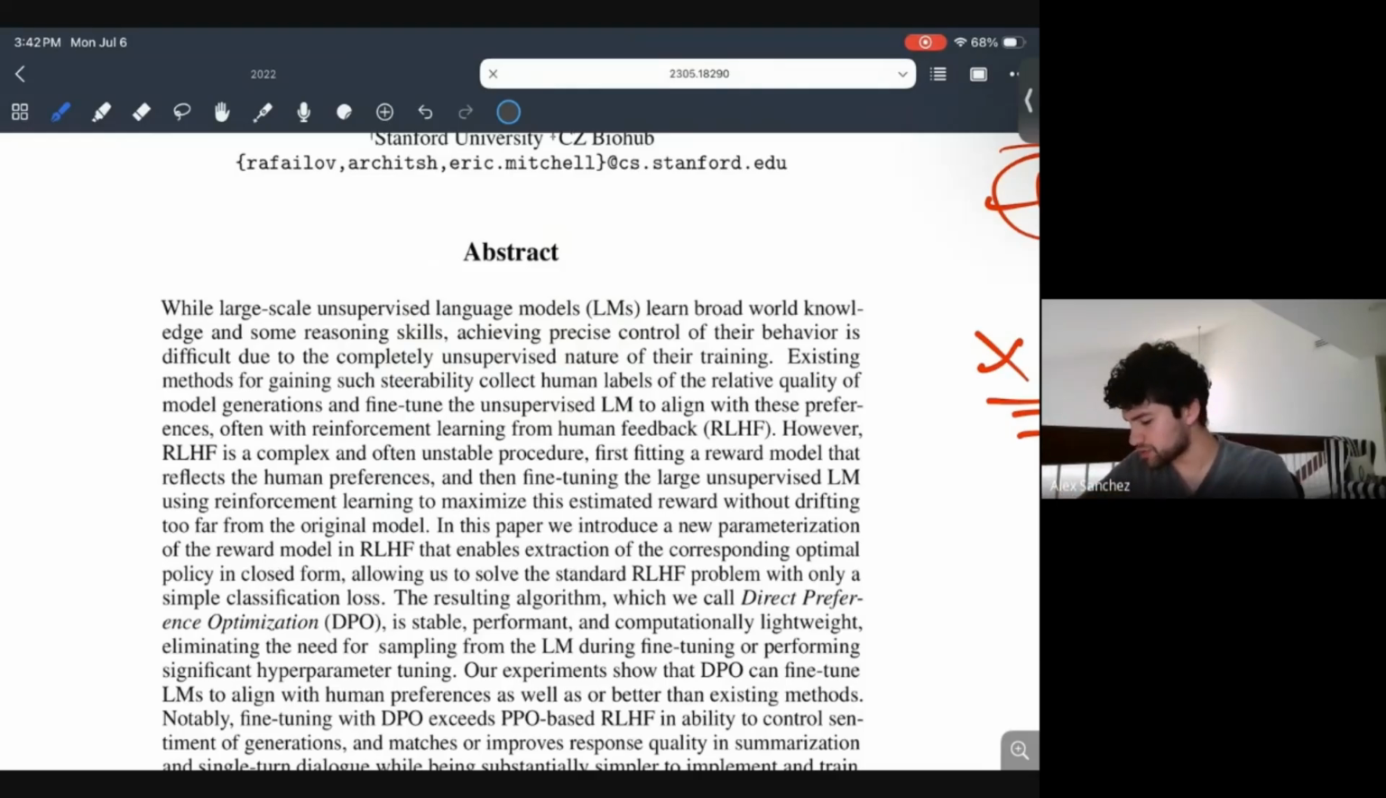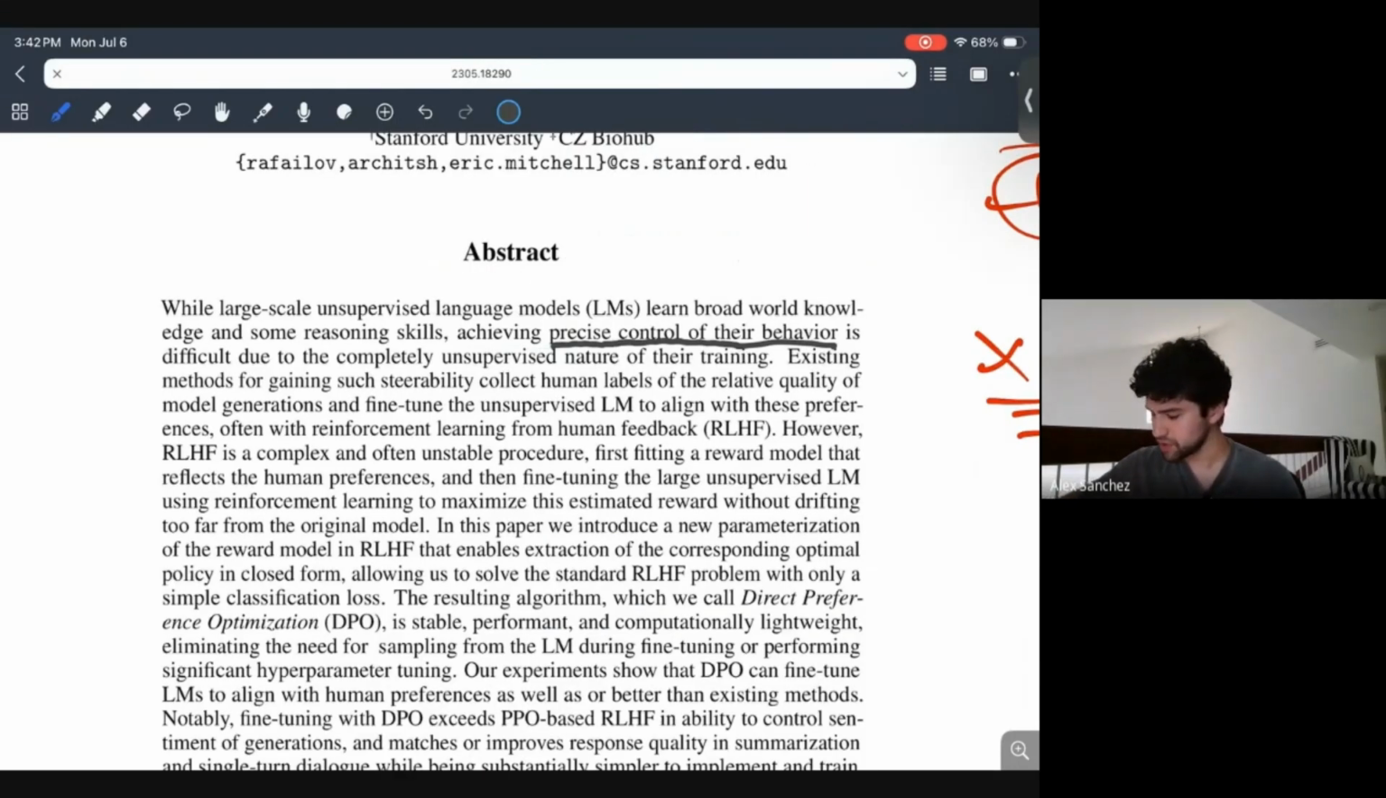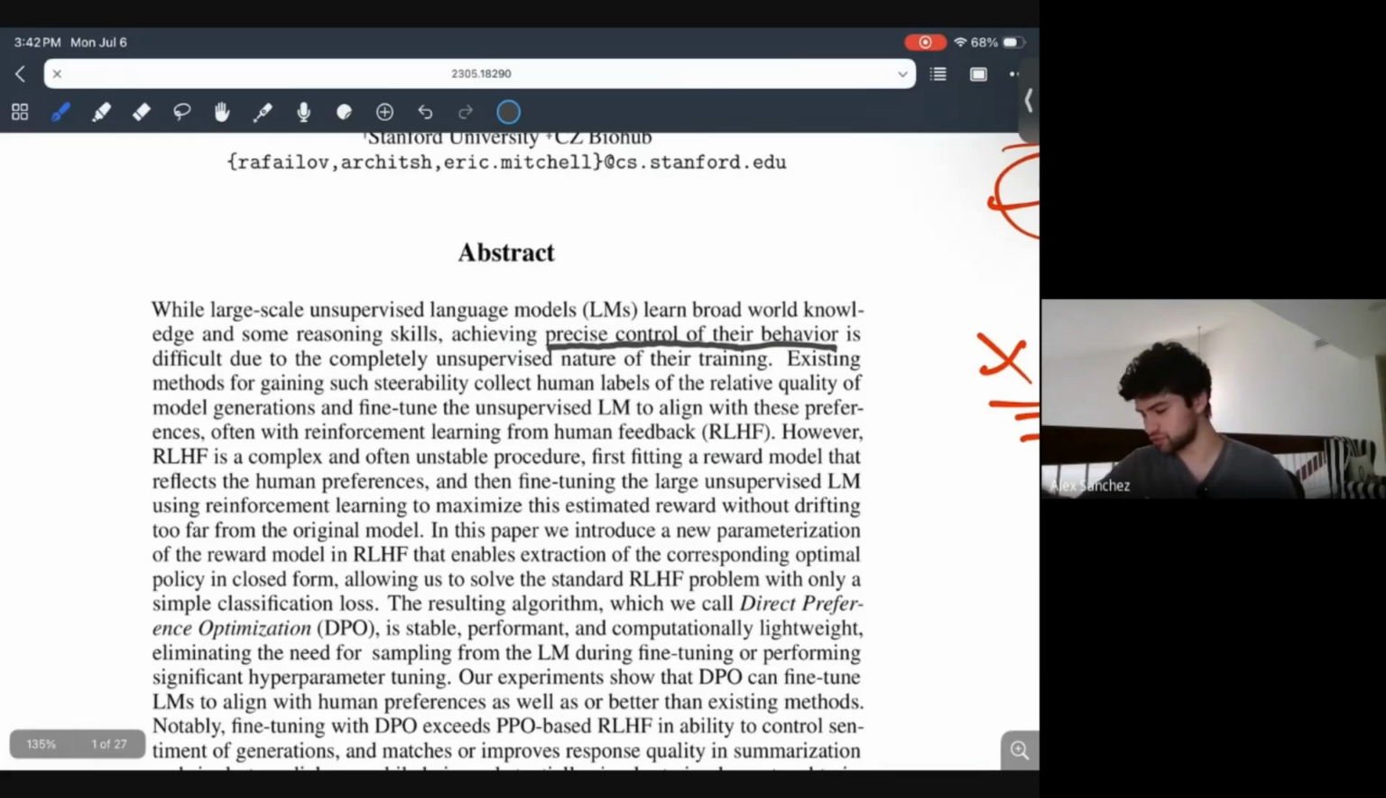While some language models learn broad world knowledge and some reasoning skills, achieving precise control of their behavior. Remember, at the end of the day, this is the whole point of all of these reinforcement learning algorithms. It's to promote the alignment into what we want the model to actually do and respond to. It's difficult due to the completely unsupervised nature of their learning.